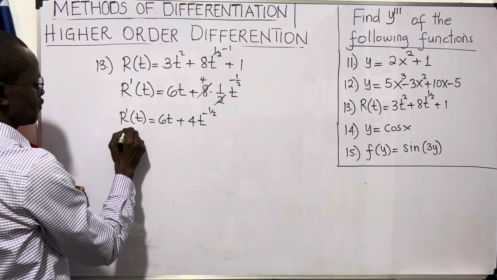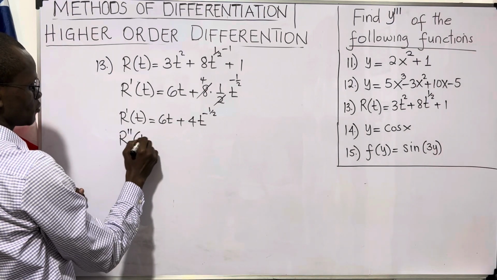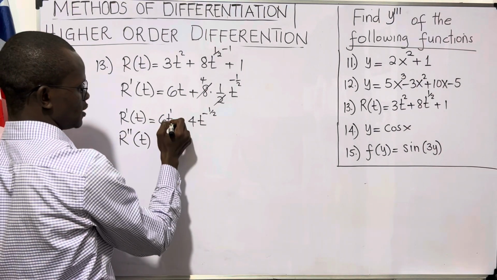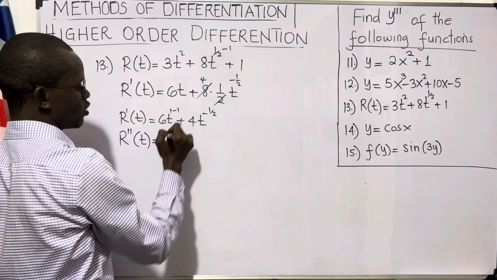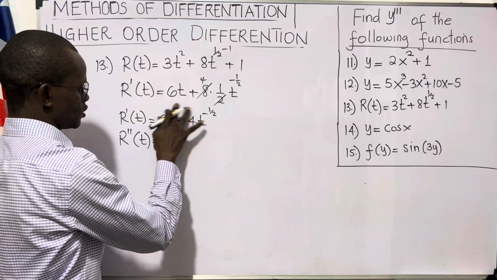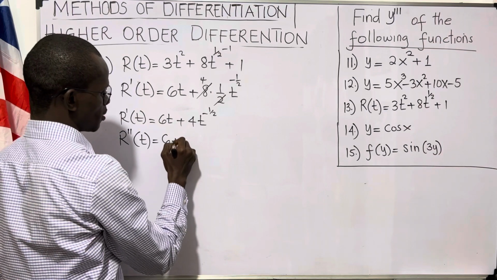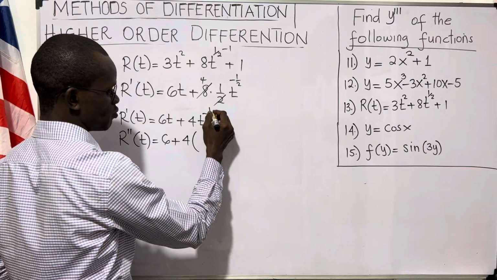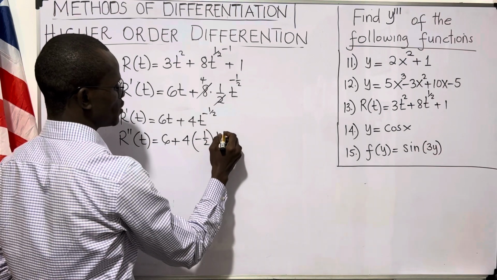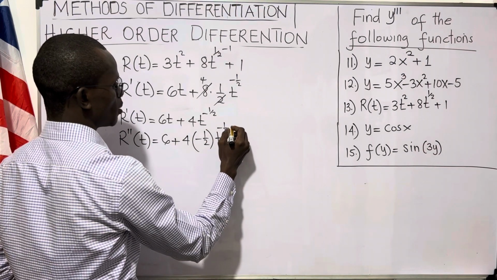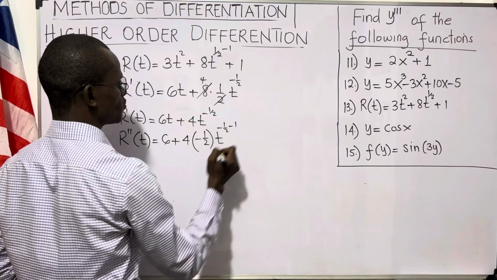Find the second derivative, r prime prime of t. The derivative of 6t, 1 times 6 is 6. Subtract 1 is 0. So this is just 6 plus 4 times, we bring this power down, minus 1 over 2, t raised to the power minus 1 over 2. Then we subtract 1 from the power.